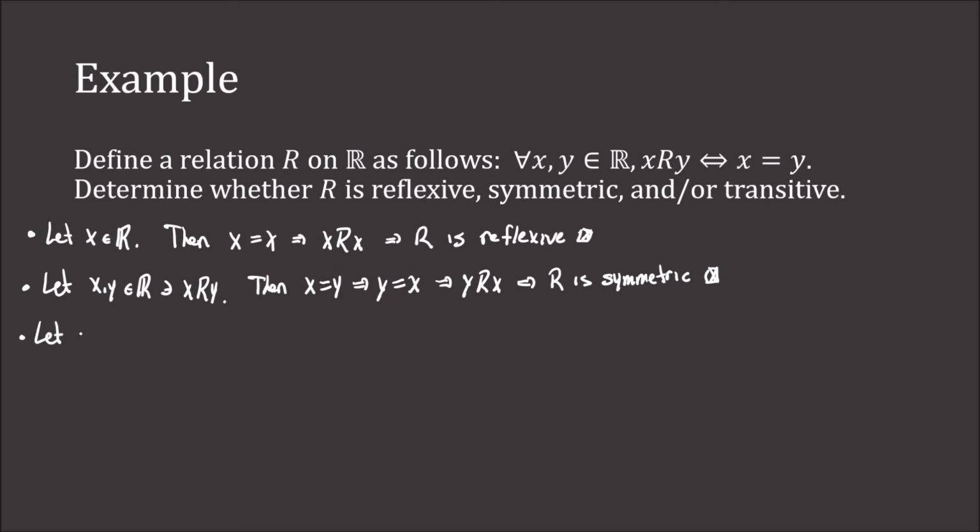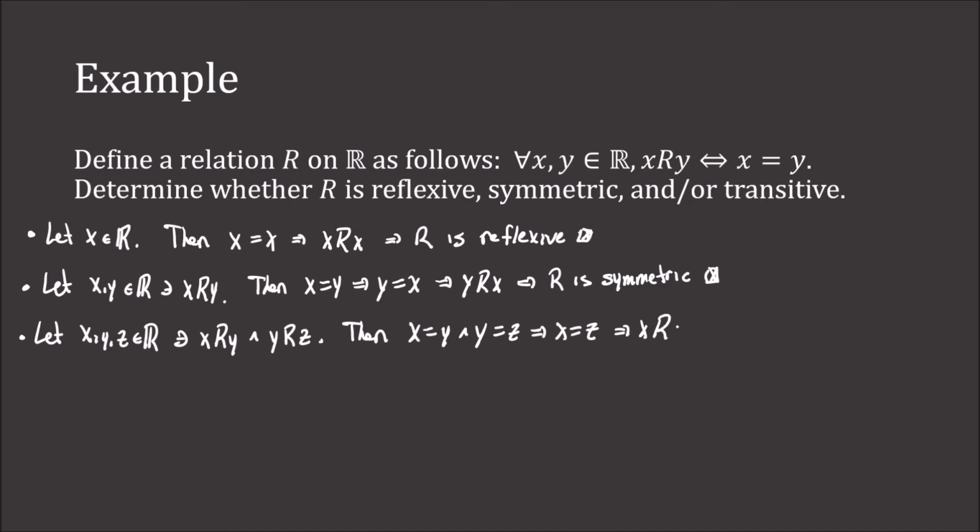Finally, let's look at three real numbers, x, y, and z, such that x is related to y and y is related to z. Then we would have x is equal to y and y is equal to z. But this would mean that x is equal to z, which means that x is related to z, which means R is transitive. So this relation, which happens to be called the equality relation, is symmetric, reflexive, and transitive.